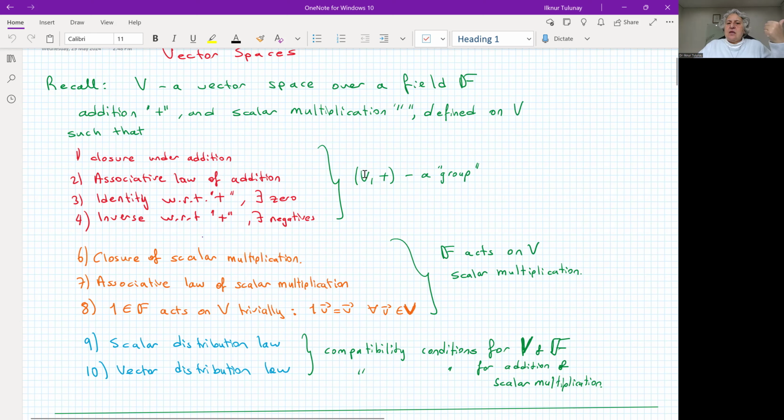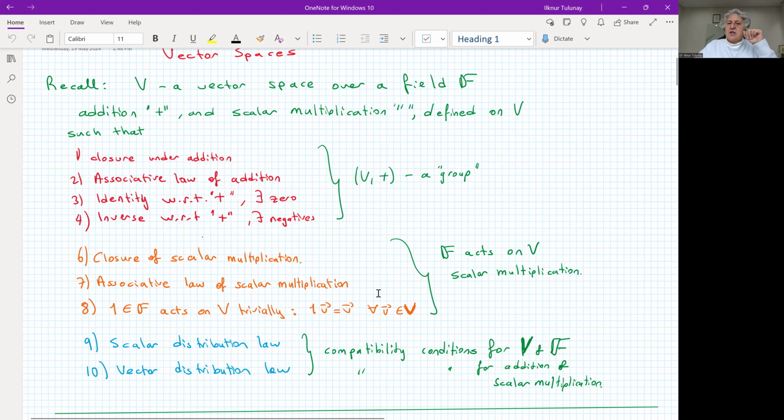So the vector space V, together with the addition, must have closure, associativity, and identity. The identity with respect to addition means that you have a zero. And the inverse with respect to addition means negatives: if you have a vector V, you have minus V. If you add V with minus V, you get the zero vector. So the zero vector exists in your vector space, and this is the group structure.